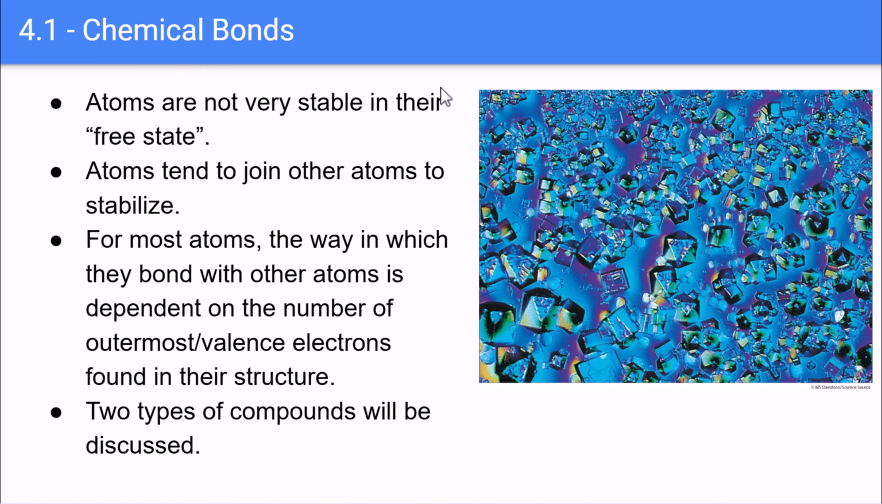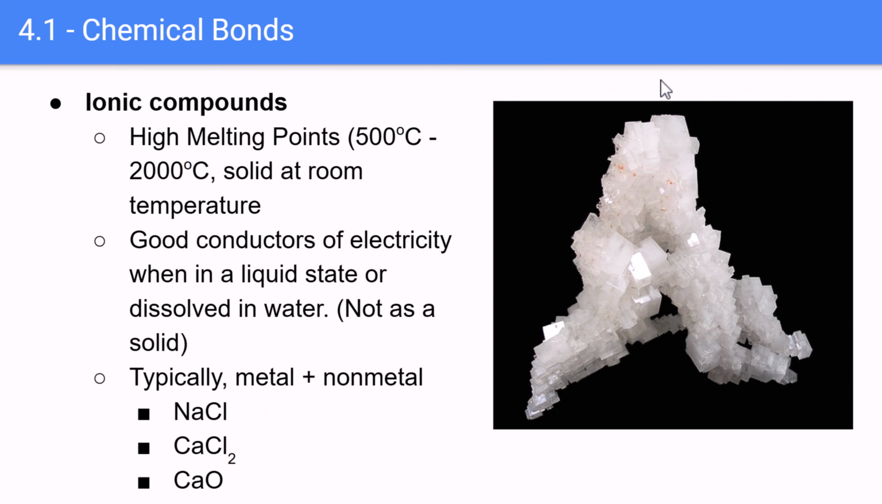So those are the two types of compounds that are going to be discussed, based off of their ability to bond. And the first is an ionic compound. Ionic compounds have very, very high melting points, anywhere between 500 degrees Celsius to 2000 degrees Celsius and even higher. So they typically tend to be solids at room temperature. In addition to that, they are good conductors of electricity when they are in a liquid state or dissolved in water. However, they are not good conductors of electricity as a solid.